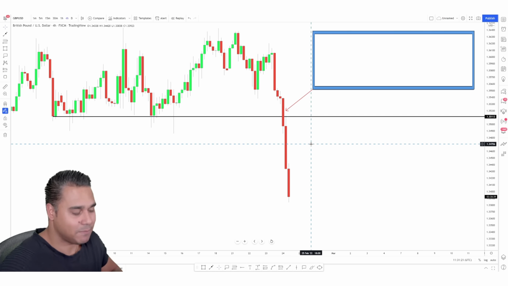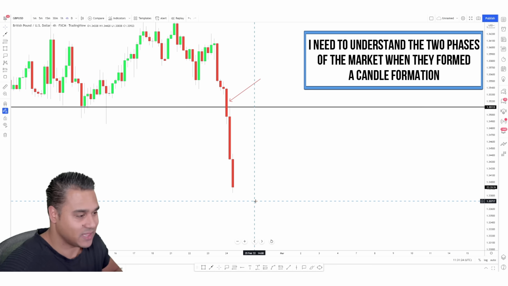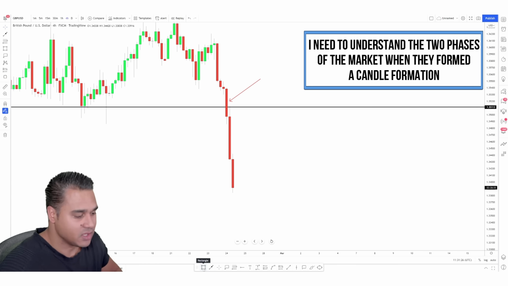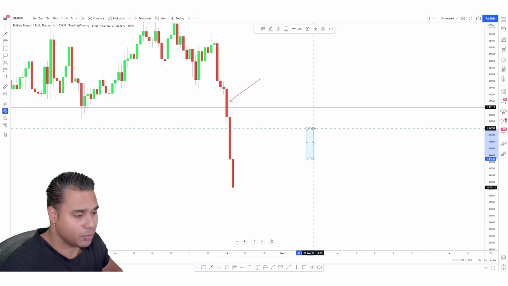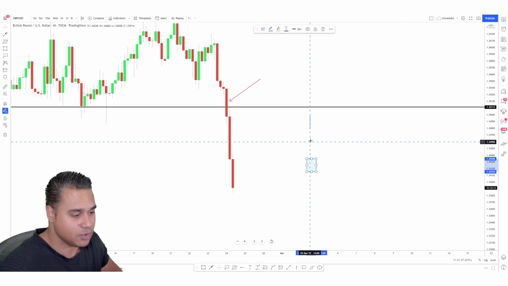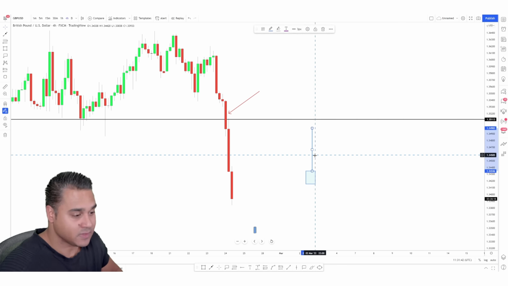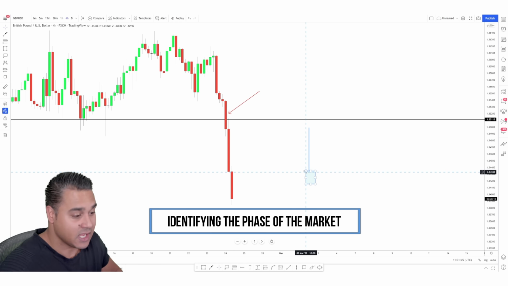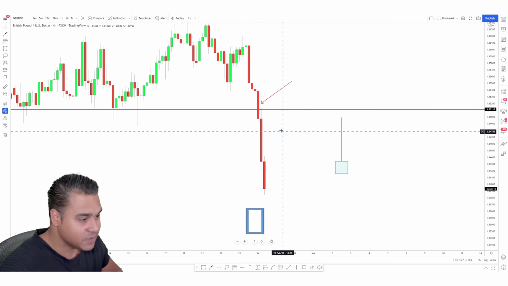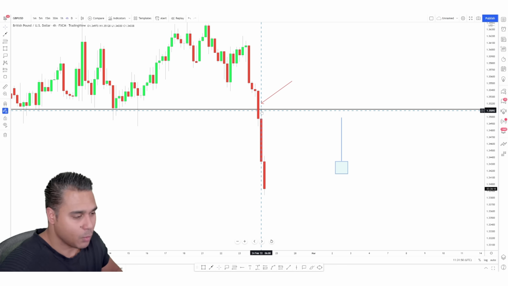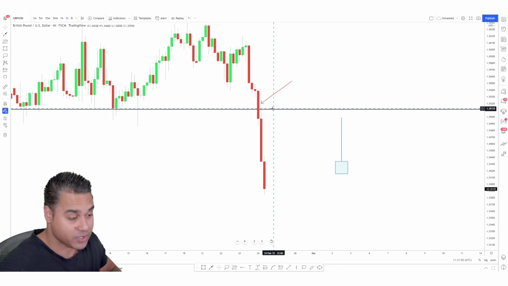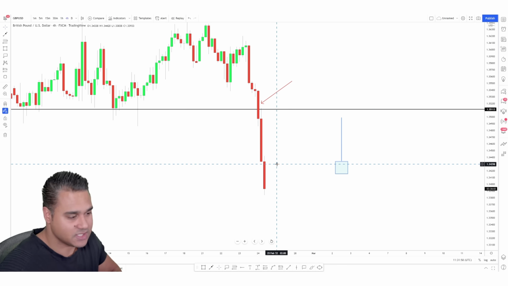Now that I know the shift has happened, I've got to understand the two phases of the market when they form a candle formation. The first phase of the market opening is when the candle opens, it will pull back and create what we call a wick. After the candle's created the wick, then what happens is the candle, if it's going to continue bearish, will flip. So the first phase when trading this strategy is to make sure that we're identifying the phase of the market, this being that the market has created this wick. Once this market has created this wick, then I know that there's a high chance, based on the simple fact that the price creates wicks when the candles open, that the market will continue bearish.